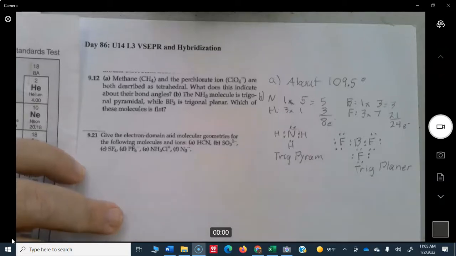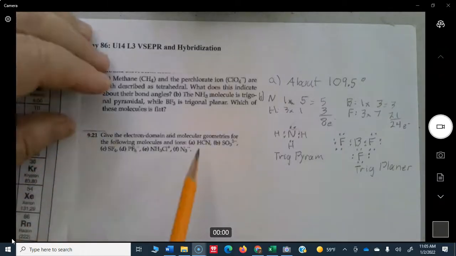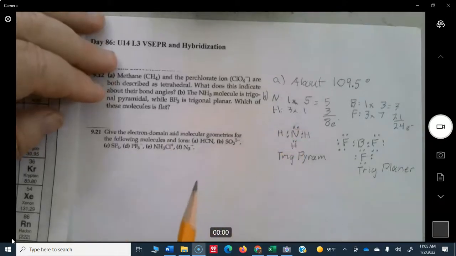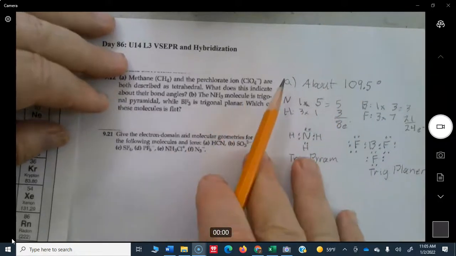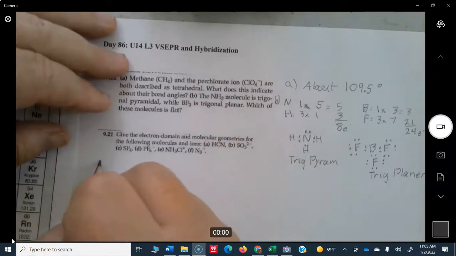Okay. All right, and that's all there is to that question. Okay, then you're asked to do a whole series of these right here. We'll do one of them together. There may not be enough space here to do this because what you're going to want to do is draw the Lewis dot structures. So let's draw HCN.